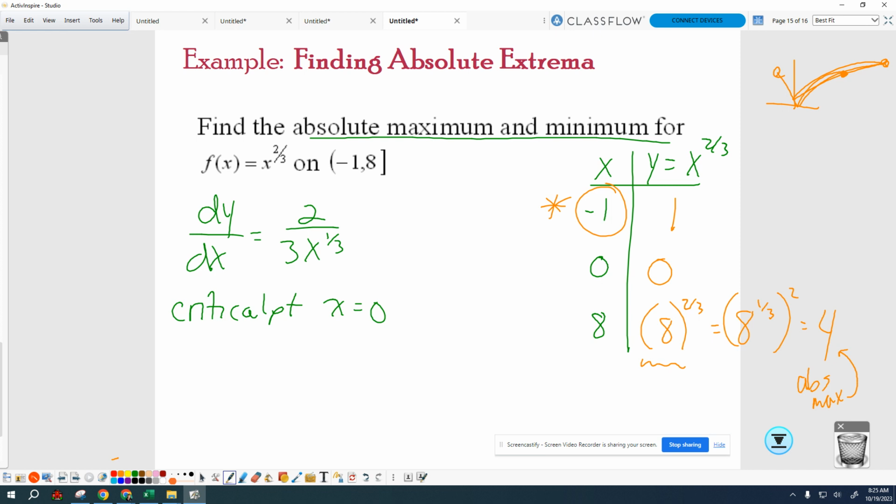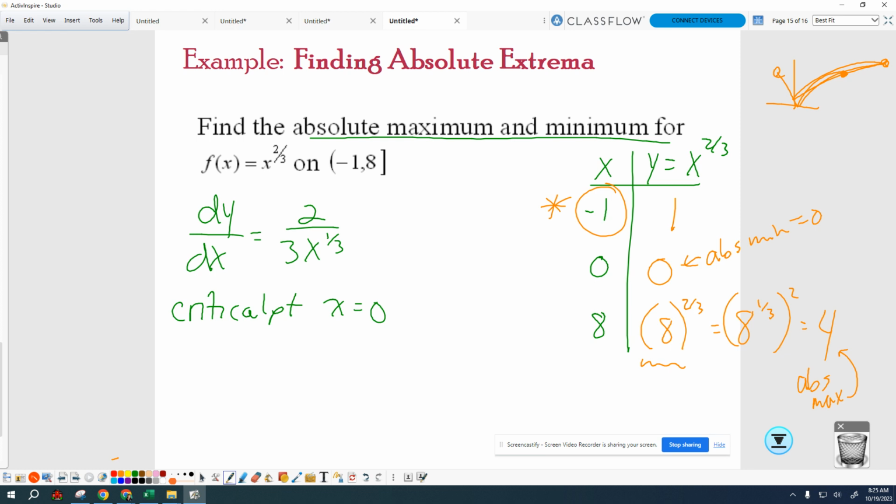Where does the absolute maximum happen? At x equals 8. The absolute min is 0. And where does it happen? It happens at x equals 0. This guy, is he a local maximum? No, because the x value is not included.